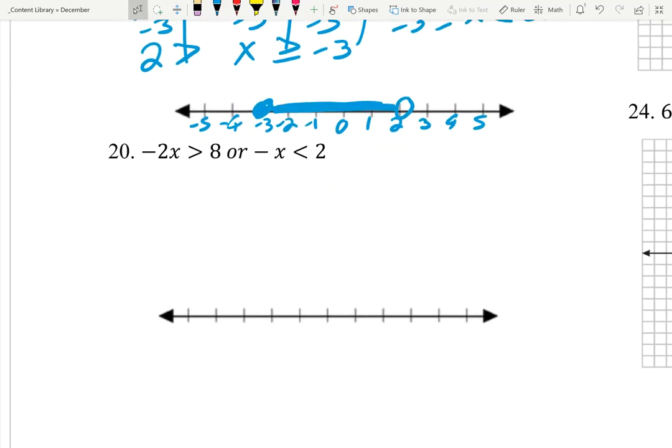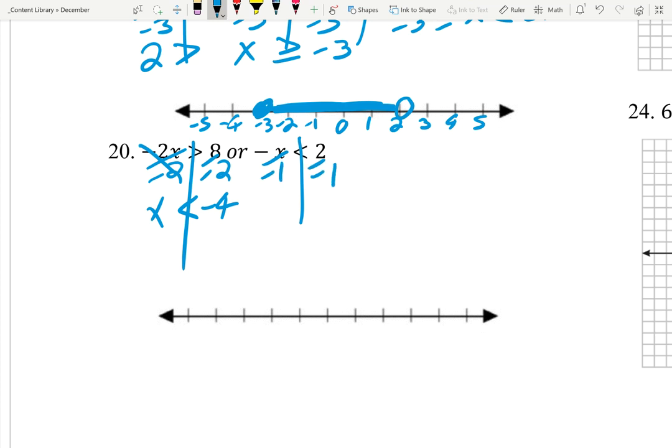Number 20 is another OR problem, but we are dividing by negative, so make sure you flip your sign. We're going to divide by negative 2, and we're going to have x less than negative 4. We have to flip our sign. Here we're going to divide by negative 1, and again, flip our sign. We divided by negative, so flip the sign.